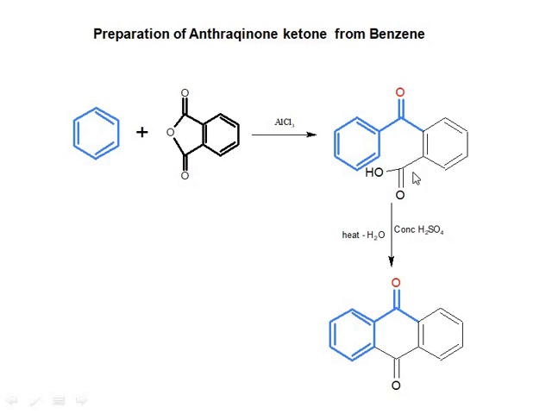This is o-benzoyl benzoic acid, which can then be cyclized under heating with concentrated H2SO4 to form the product, anthraquinone. The product is anthraquinone from benzene.